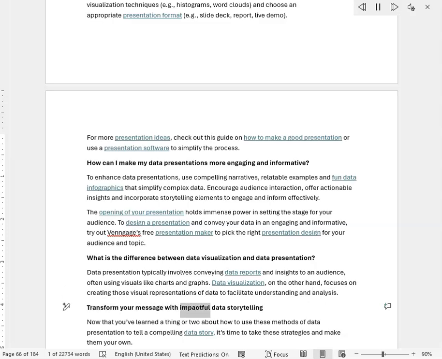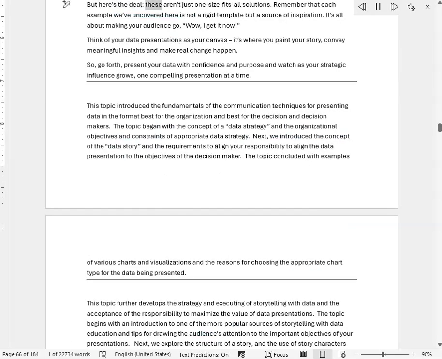Transform your message with impactful data storytelling. Now that you've learned a thing or two about how to use these methods of data presentation to tell a compelling data story, it's time to take these strategies and make them your own. But here's the deal. These aren't just one-size-fits-all solutions. Remember that each example we've uncovered here is not a rigid template, but a source of inspiration. It's all about making your audience go, wow, I get it now.